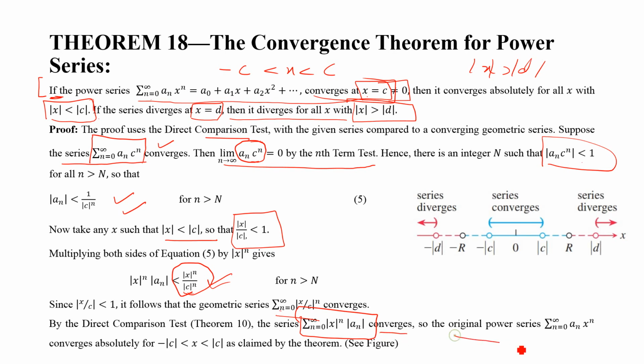So the original power series, since this converges absolutely, also converges absolutely for x lying between minus c and c. So this was the claim in the theorem. So the first part has been proved, and you can see this in the figure. This is the interval where this series converges, and in the next part we will see that this is the area where the series will diverge.